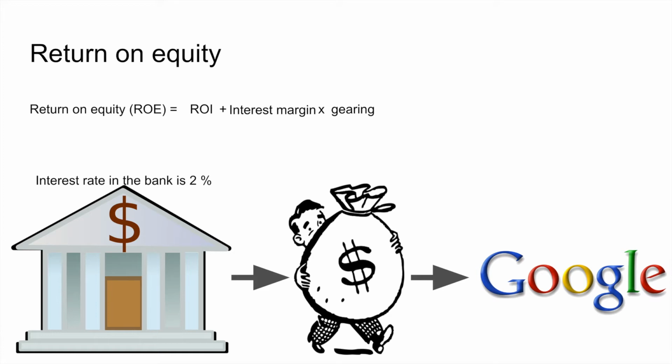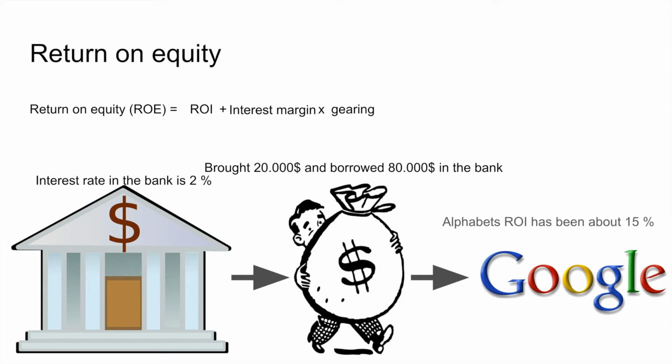That's nice, it's relatively low. He brought 20,000, and that's why the bank allowed him to borrow 80,000. Now, the return on investment in Alphabet is 15%. So what does that mean for the return on equity for this man? The return on investment is 15% plus the interest margin, which is equal to 15% minus 2%, multiplied by the gearing, which is 80,000 divided by 20,000.